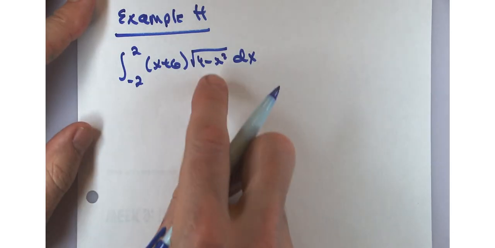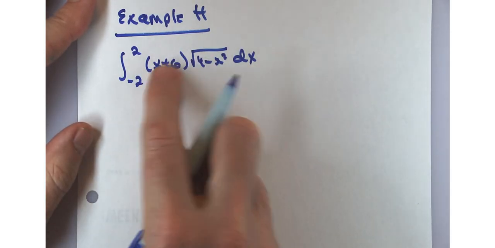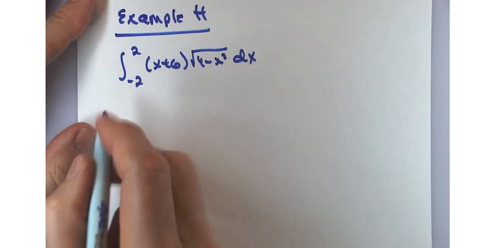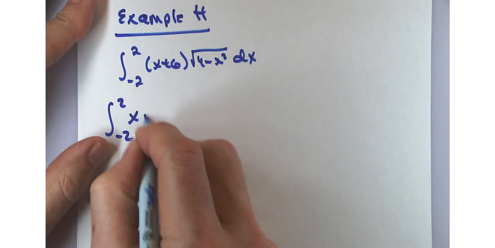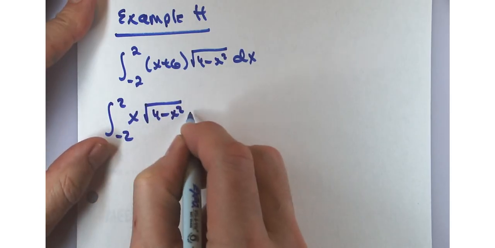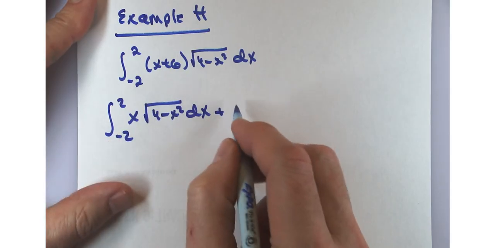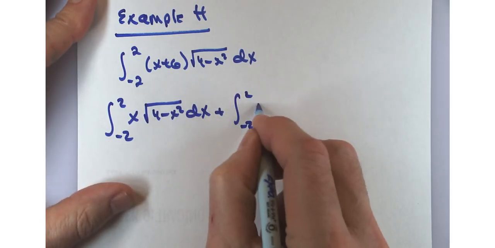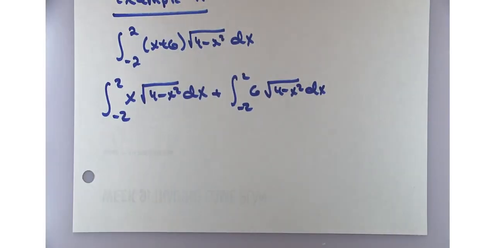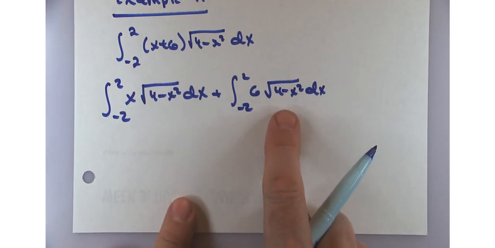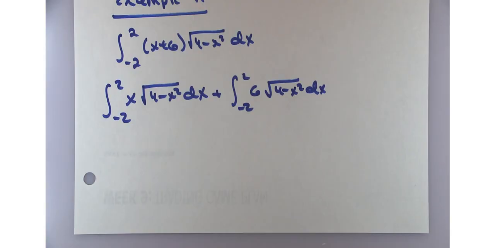But I'm going to distribute this square root term to both of these terms here. In fact, I'm going to break this integral up into two integrals. So I'm going to break it up into the integral from -2 to 2 of x times the square root of 4 minus x squared dx, plus the integral from -2 to 2 of 6 times the square root of 4 minus x squared dx. So again, just using the linearity properties of the integral to break that up. Let's think about both of these, and let's see if we can save ourselves a little bit of work here.